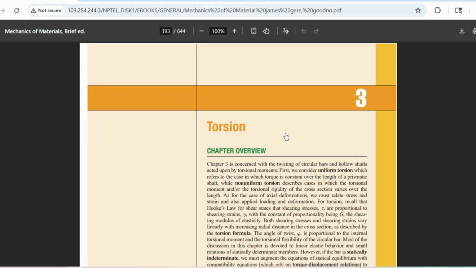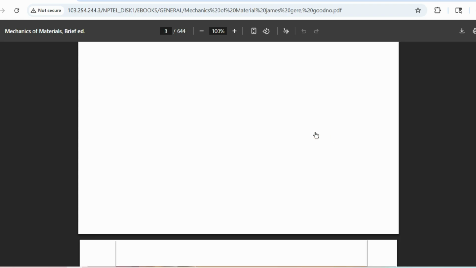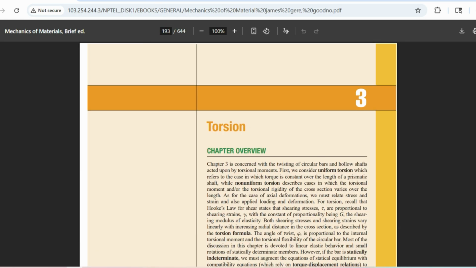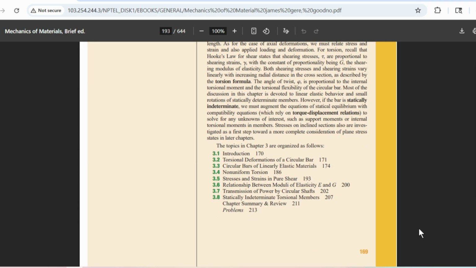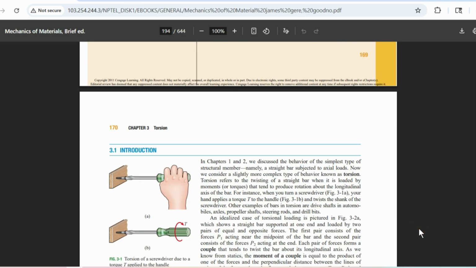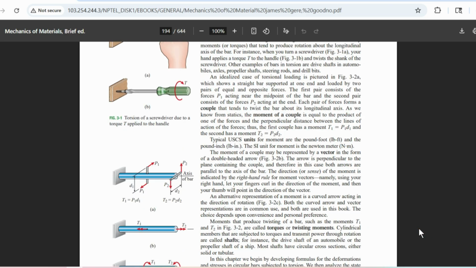All right, hell yeah. So we got material mechanics. This is gear. This is a brief edition. Anyway, we're gonna go over torsion. We did an overview. Oh bummer, it's really difficult to actually get on these pages. All right, sweet. Okay, so we did this introduction.